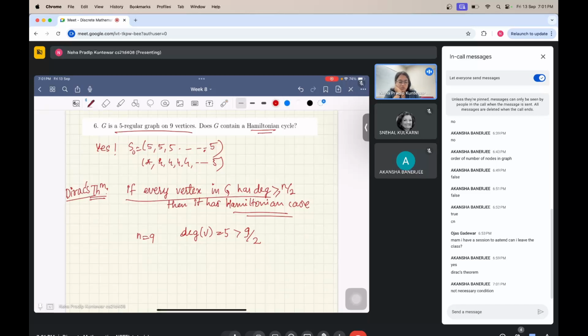Exactly, good. So Akansha says that while you can tell that if a certain condition is true then the graph is Hamiltonian, the opposite direction is not true. If there is a Hamiltonian cycle, it's not necessary that this condition holds. So this is just a sufficient condition, but not a necessary condition. That's why it's not enough to tell your yes no answers.